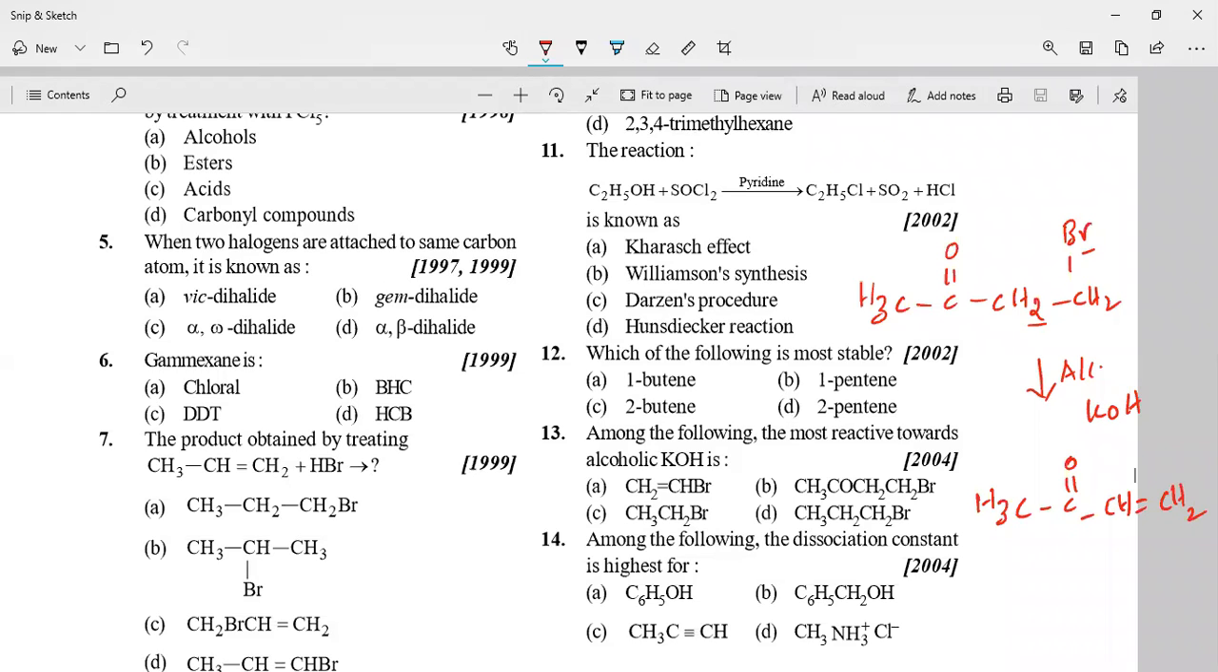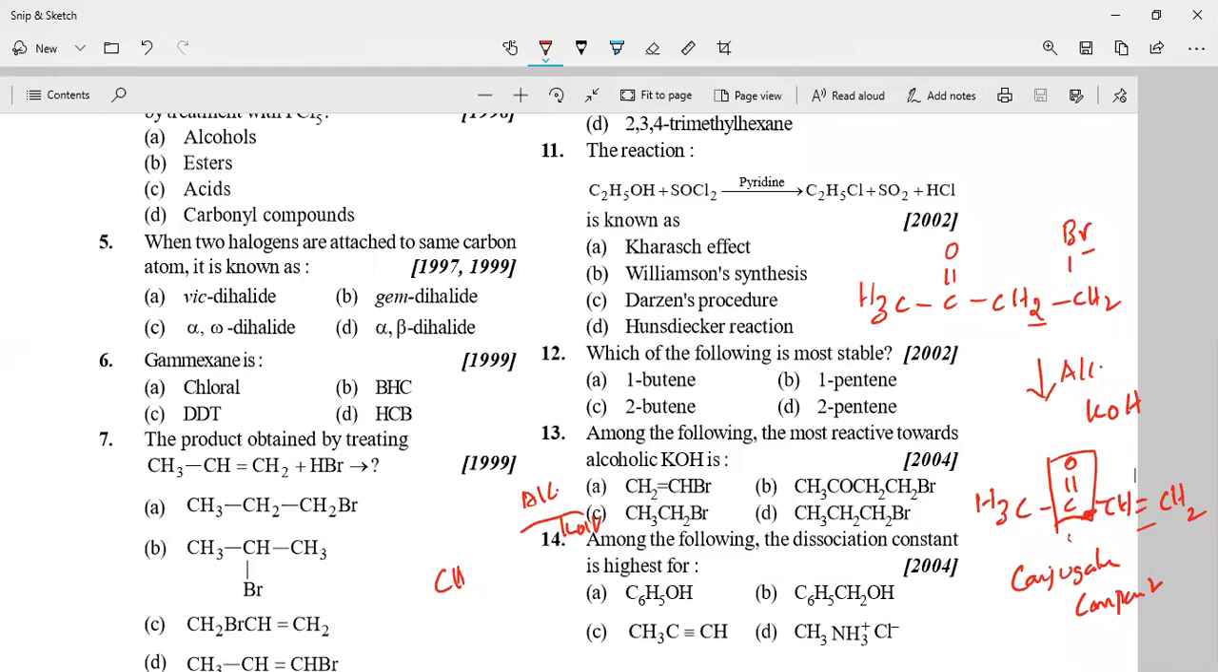So now you can see there exists a conjugation. This is a conjugated compound, because here you can see a double bond and here also you can see a double bond. The conjugated compound is more stable. The other one won't form any conjugated compound. Upon treatment with alcoholic KOH, what is the compound formed by this one?